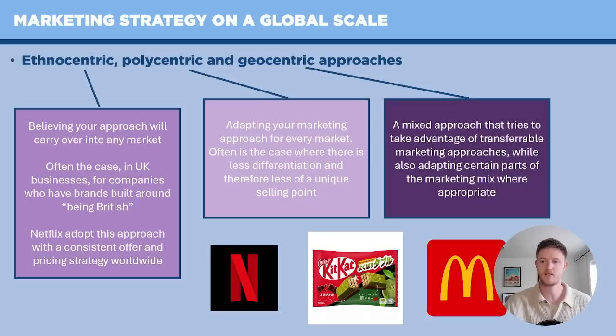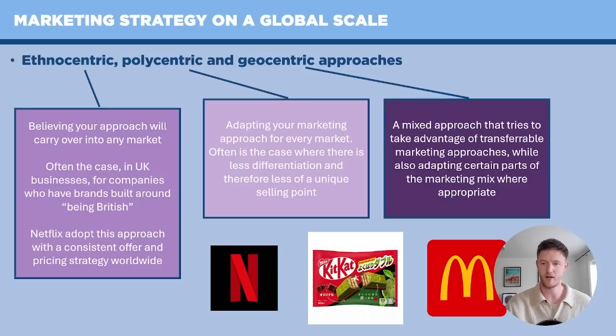Geocentric is the more mixed approach, the middle of the road approach, and what they'll do is try and have as much of their branding and marketing consistent, but they will make adaptations. So if you take, for example, someone like McDonald's or Domino's, the branding's the same, the logo's the same, the stores will probably look very much the same, but they will make changes to their pricing strategy. They'll make changes to their product range. There are different pizzas on offer in different countries, and different types of burgers on offer in different countries based around their local requirements. So ethno, poly, and geo, worth making sure you're aware of those three key terms.